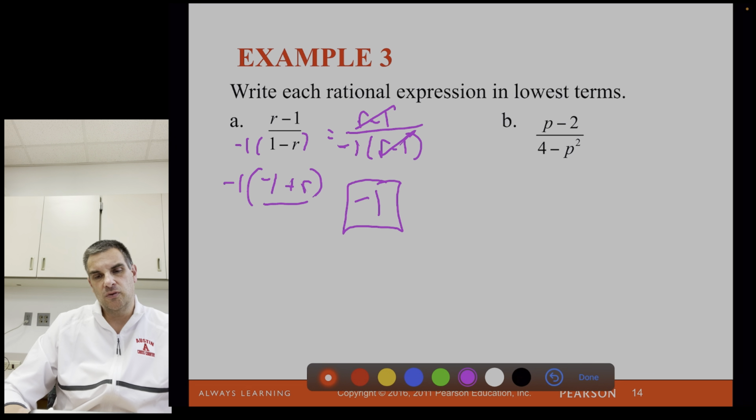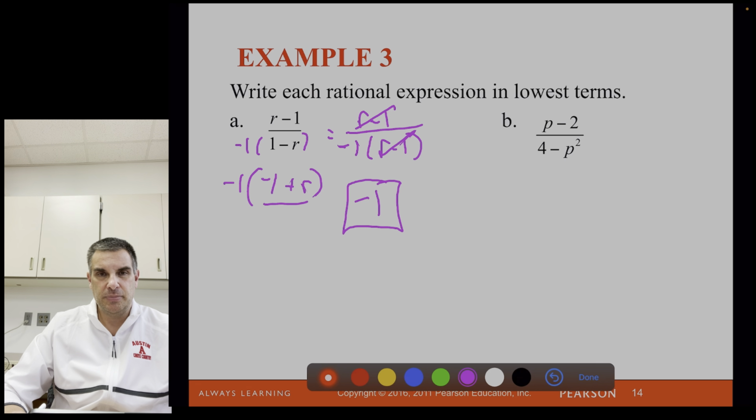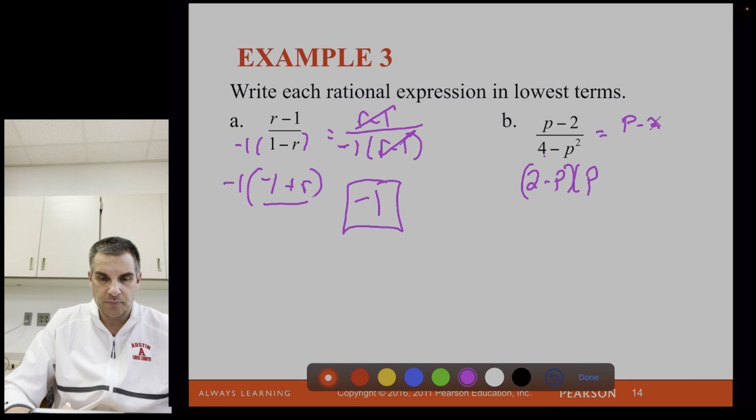P minus 2 over 4 minus p squared. Kind of the same thing a little bit. We can't do anything to the top, so that's just p minus 2. On the bottom, it's a difference of squares. So the square root of 4 is 2. The square root of p squared is p. So that's 2 minus p times, oops, it's 2 minus p times 2 plus p.